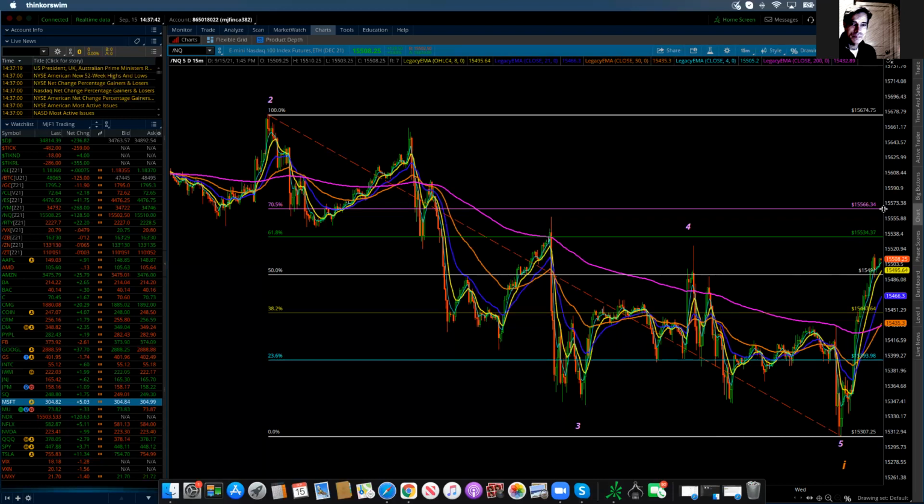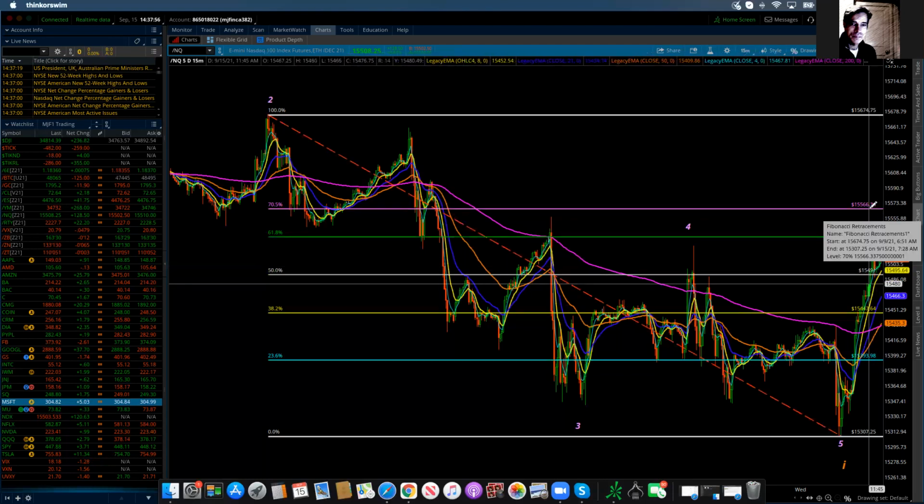So again, for tomorrow, a little bit more additional upside to complete, hopefully, this wave 2, and then we should begin to head lower again. Whether it all starts tomorrow, we'll have to wait and see. So this is where I'm going to leave it.